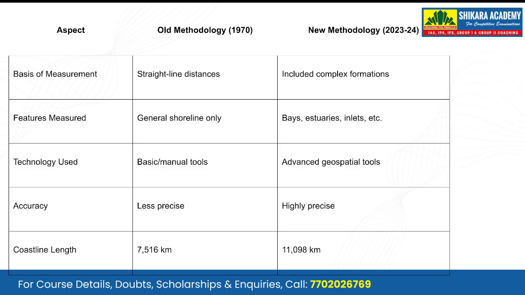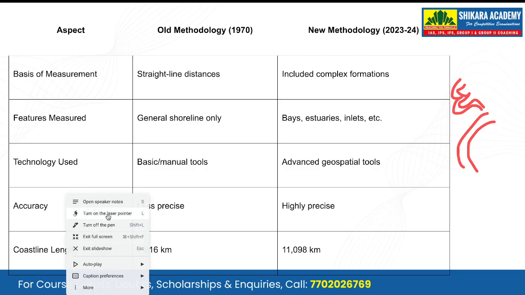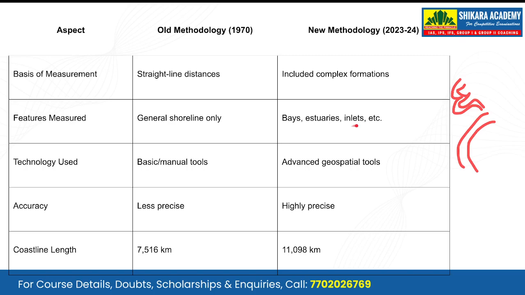If you compare the old methodology with the new methodology, what is the basis of measurement? In the previous methodology we used to do a straight line. But now we included complex formations. The circumference we have taken, the curvatures we have taken, everything we have taken. In the old methodology, it is only the general shoreline. But in the new methodology, there are bays and gulfs. For example, if this is a bay, or if this is a gulf, all these measurements will be taken in the new methodology instead of just a straight line. That's the reason we have an updated coastline, even for estuaries and inlets.